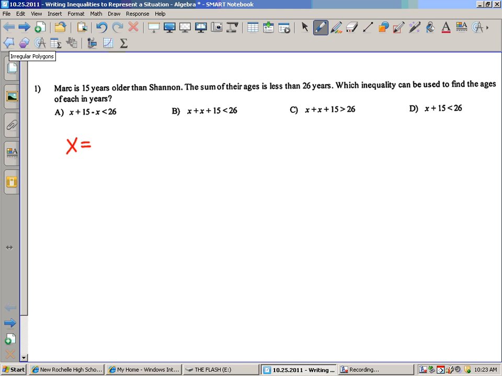I'm going to say x equals Shannon's age. And Mark is older, right? How much older is Mark? 15 years. So where does the 15 go? Does it go in the front of the x? Does it go after the x? Does it go in the x? So what is it? x plus 15. Great job.